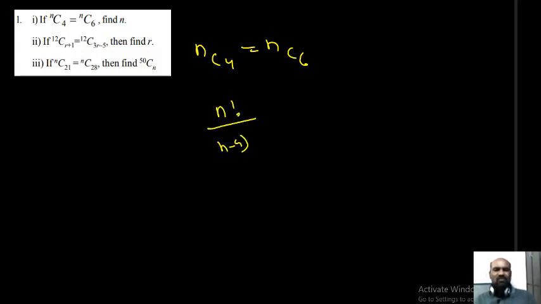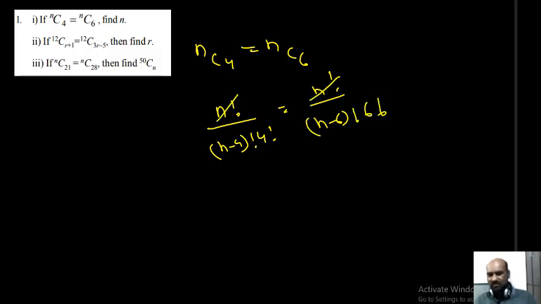Okay. Yeah, some problems are given. I want to solve this problem. First problem: nC4 equals nC6, then find the n value. We have the formula, or without the formula also we can find. What is this? n factorial by (n minus 4) factorial into 4 factorial equals n factorial by (n minus 6) factorial into 6 factorial. n factorial gets cancelled. Okay students, what can I write?